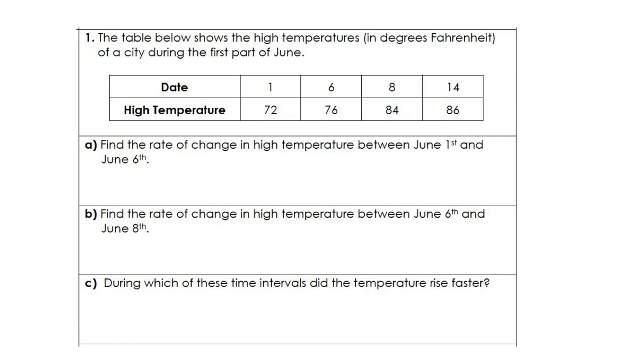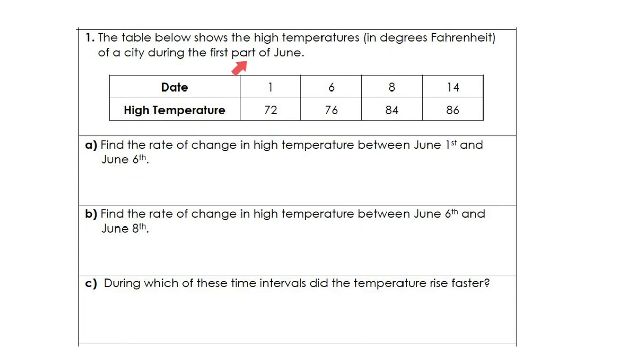Okay, so here is a way we might need to know some information about slope to solve a problem. The table below shows the high temperatures in degrees Fahrenheit of a city during the first part of June. So here's the date: June 1st, June 6th, June 8th, June 14th. Here are the high temperatures: 72, 76, 84, 86. They want me to find the rate of change in high temperatures between June 1st and June 6th.